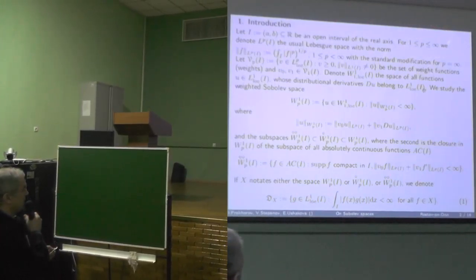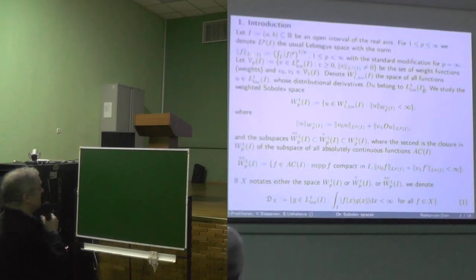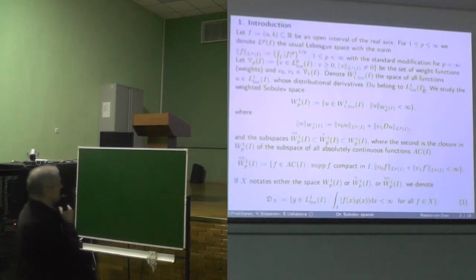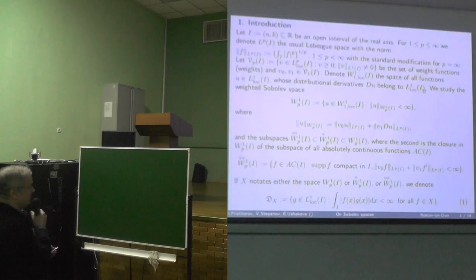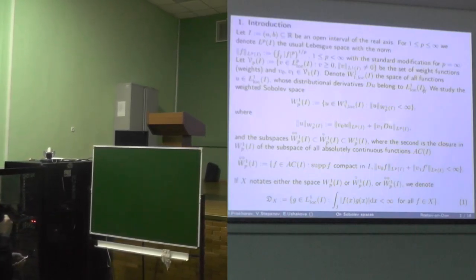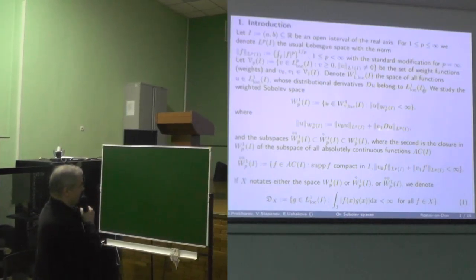and for the parameter p, we denote Lp as the usual Lebesgue space with the usual integral norm, and when p is equal to infinity, then we use the standard modification for the norm. By this symbol, we denote a set of weights. We use two weights to define the Sobolev space with the first derivative. So we have this Sobolev space where the norm contains two terms, the sum of two terms. The first is just the usual Lp norm of the function times the weight v naught, and the second term is a weighted Lebesgue norm with the derivative.